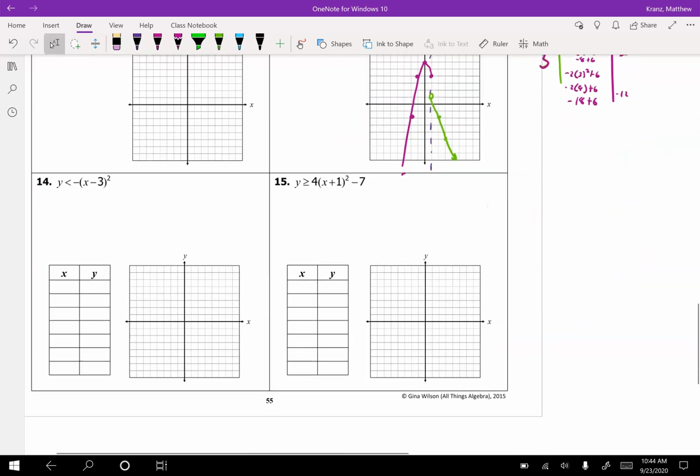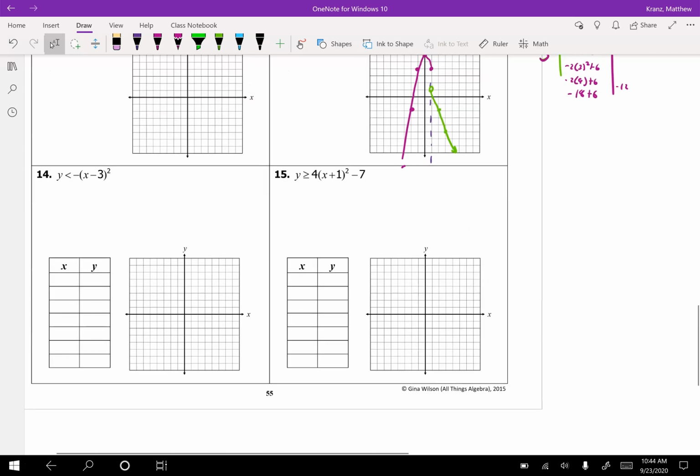All right, let's go ahead and look at 15 now. On 15, this is in vertex form. So we can see that our vertex is going to be negative 1, 7. So that's a negative 1, 7. So we can go graph that negative 1, 7 right there.